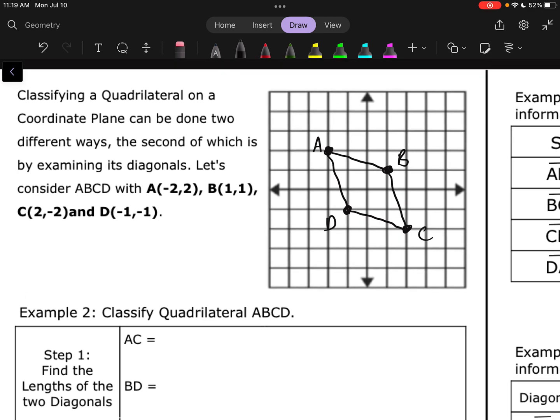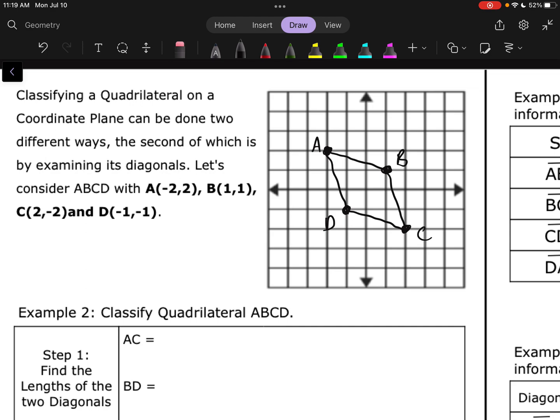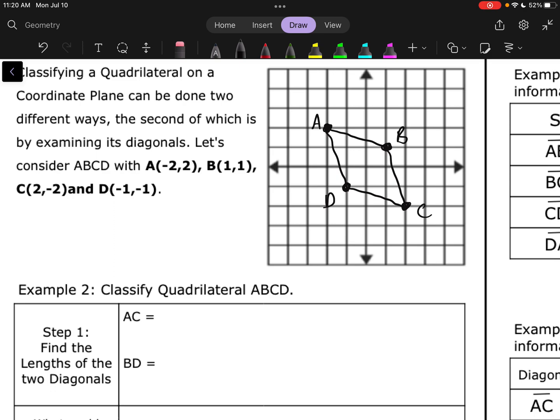All right, so my first impression, this kind of looks like it could be a parallelogram or maybe a kite or a rhombus. Kind of hard to tell. So let's go through our method here and examine those diagonals. So step one is going to be find the lengths of the two diagonals. Now, remember, lengths means use the distance formula. So first up, we're looking at diagonal AC, going from that corner to that corner. So I'm going to be using these x's, I'm going to be using these y's. So distance formula time.